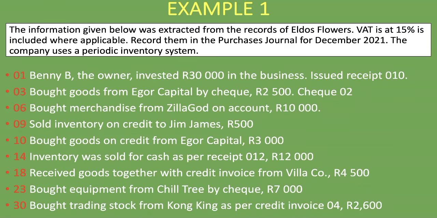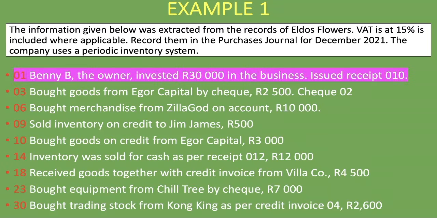The first one says that Benny B, the owner, invested 30,000 Rand in the business, issued receipt 010. Does this go into the purchases journal? Of course not, because we're not purchasing inventory or merchandise here, so we'll leave that one out. And as usual, we'll highlight it in purple, whatever we are not going to include in our purchases journal, and what we are going to include after we've done it, we'll highlight in black. So since the one on the first does not go into the purchases journal, let's highlight it in purple.